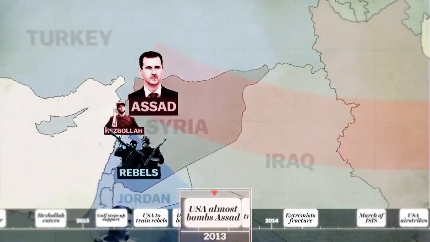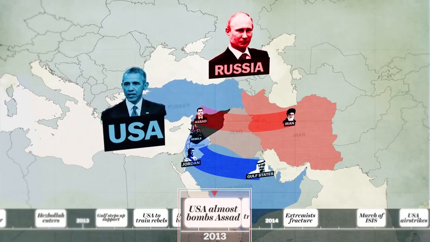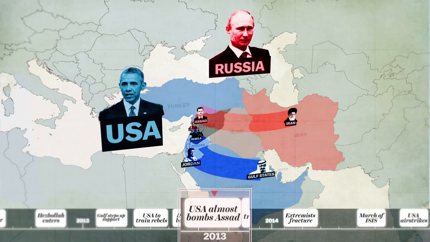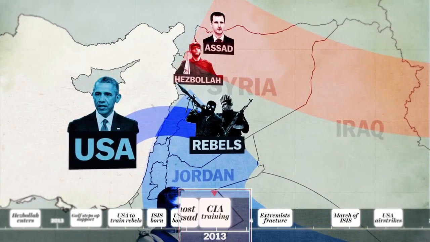The US ends up backing down, but the whole thing establishes Syria as a great powers dispute, with America against Assad and Russia backing him. Just weeks later, the first American training and arms through that CIA program finally reach Syrian rebels. The US is now a participant in the Syrian war.